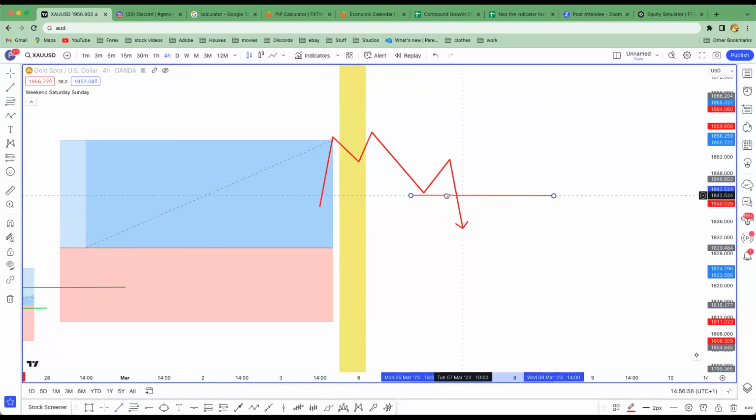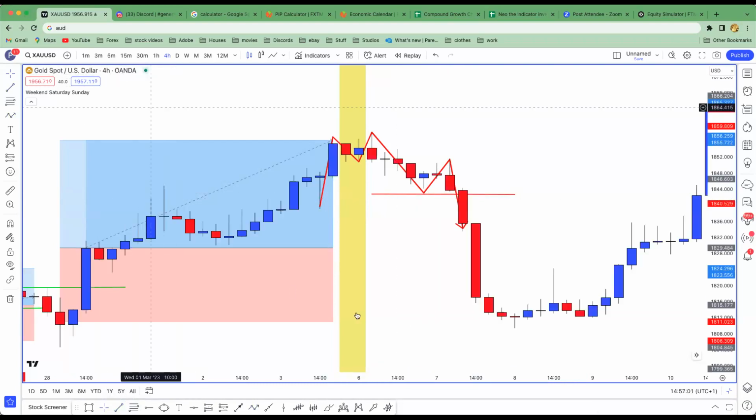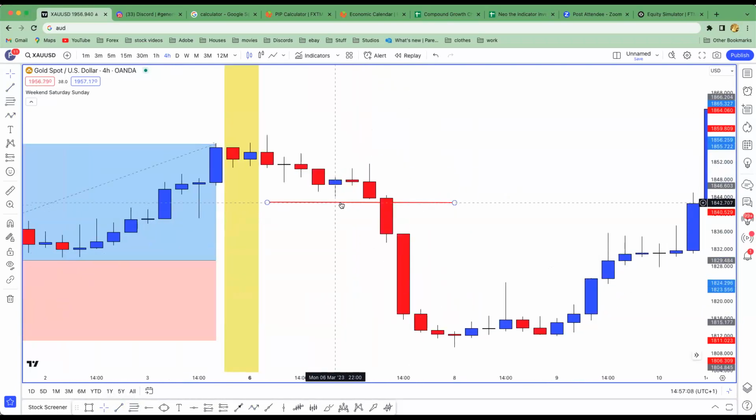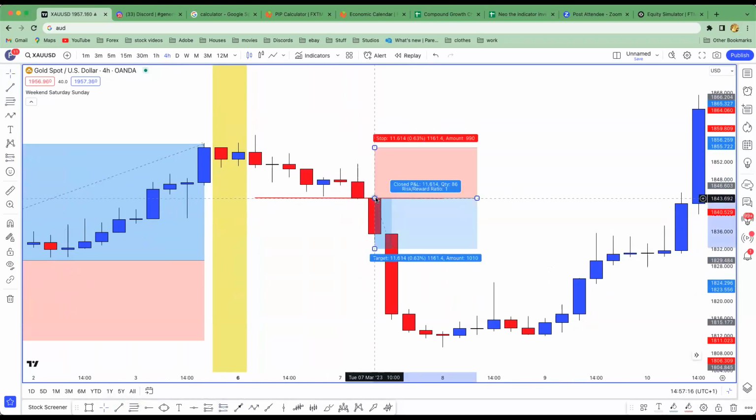So there we go. Now we know our break of structure would have been right there. Switch back on the candles. Remove this. So we know our break of structure was there, and we can even see it was definitely on that candle. And we would have entered here, just like this. Short entry.